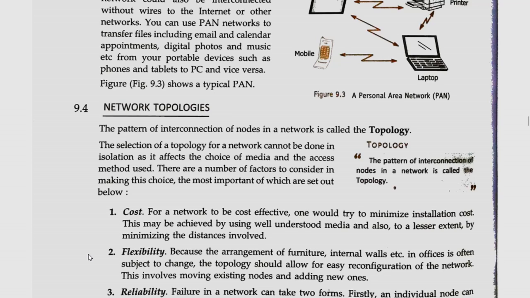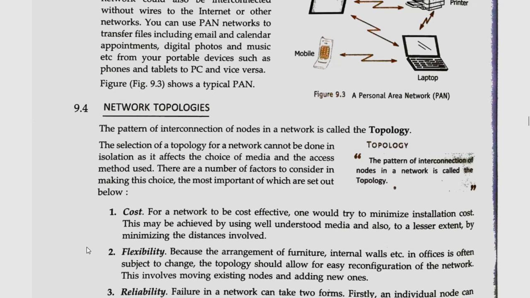Flexible means it is ready to accept the changes. It is not going to be affected by the changes. So the physical changes can happen and it will not affect the particular network, then it will be called a flexible network. This involves moving existing nodes and adding new ones. Now if you want new systems to be managed here, you can easily attach some new systems, and if you want to remove some systems, you can remove them. All these things happen without having an effect on the functioning of the network. That type of network will be considered a flexible network.